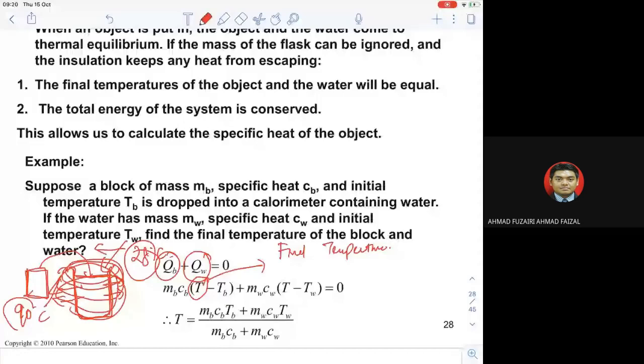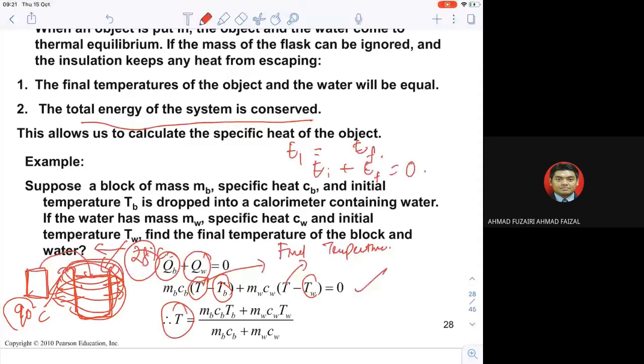Whenever you see T, T is the final temperature. T_B is the temperature of the block and T_W is the temperature of the water. So let's say the temperature of the block is 90 and the temperature of the water is 28. You can find the final temperature just using this equation. This is actually just a normal equation because we use energy conservation. Energy initial equals energy final. Then of course E initial minus E final is equivalent to zero. So this is the same as this one.